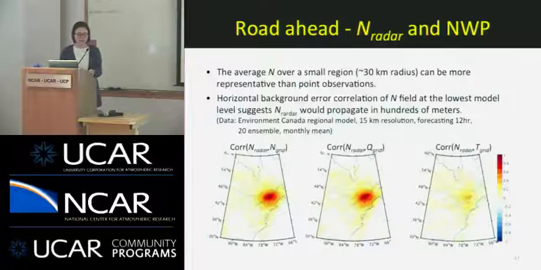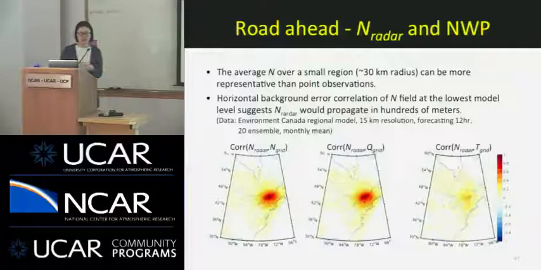Based on this idea, we are thinking, how could this information be propagated in the regional model? By doing so, we try to examine the horizontal background error covariances of the refractivity field in the lowest model level. The data is from the Environment Canada regional model with 15 kilometer resolution and a 12 hour forecast. And this is a very limited ensemble, only 20, but it still can show you some variation. And this is a monthly correlation between the radar refractivity and the other grid refractivity. The correlation length is about 30 kilometers, which means the refractivity measured by the Montreal McGill radar could be propagated 30 kilometers away. If you assimilate data, this observation information could be propagated.